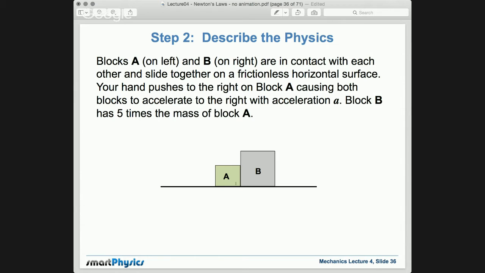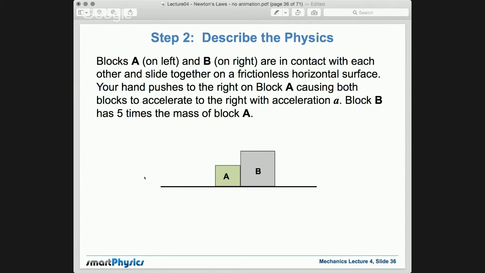One of the key things to do when describing the physics is to write down a useful diagram. So here I've tried to capture what's written up here in a diagram. Here's block A, here's block B. It says that block A is on the left and block B is on the right. It also says block B is more massive than block A. So just to remind us of that, I've made it bigger. It might not be bigger, might just be made out of more dense stuff, but that's just a graphical way of representing that.